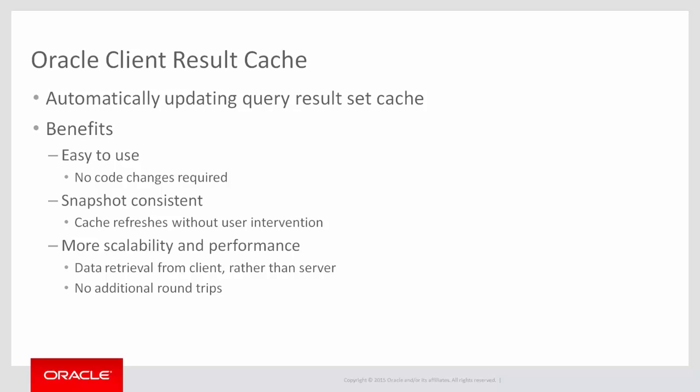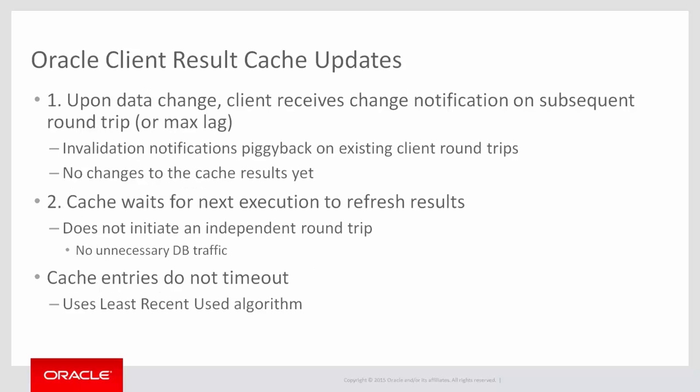Because we've done this architecture, which I'll explain in a minute, we found it to be very scalable, very high performing. So you can implement this cache without an excessive amount of round trips. We only will do a round trip when absolutely necessary. So when you have a data change on the server side, the client will receive a change notification on a subsequent round trip. What does that mean?